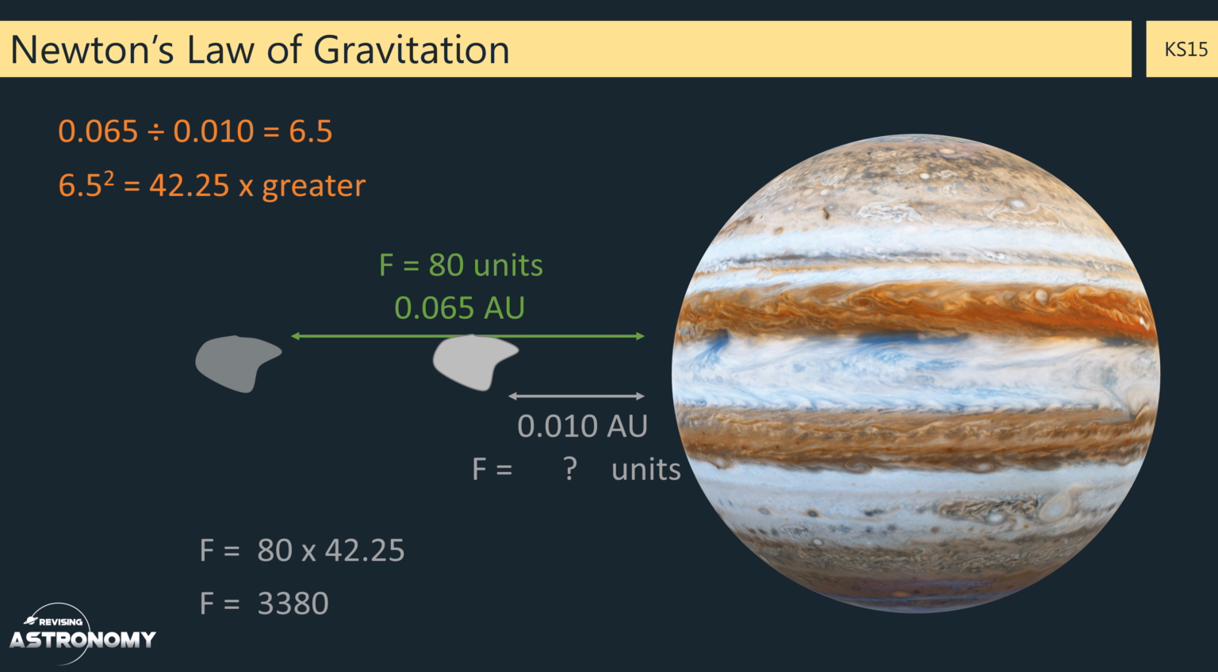This means that the force of gravity experienced by the fragment when it is 0.01 astronomical units away is 3,380 units. So now that you are confident at using Newton's laws of gravitation, have a go at our key questions.